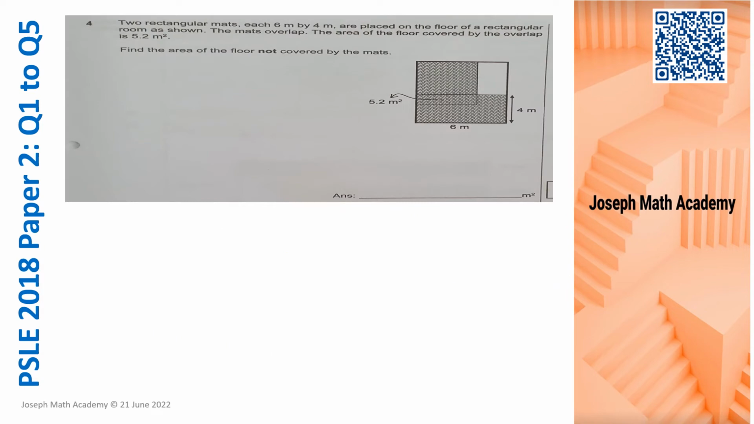Question 4. Now, question 4 involves area of a rectangle. So the concept is area. Let me write it down. The concept is area. So it involves length times breadth. Now, the question reads this way. Two rectangular mats, each 6 meters by 4 meters. So 6 meters must be the length, 4 must be the breadth. Now they are placed on the floor as shown in the diagram. The mats overlap each other. It overlaps here.